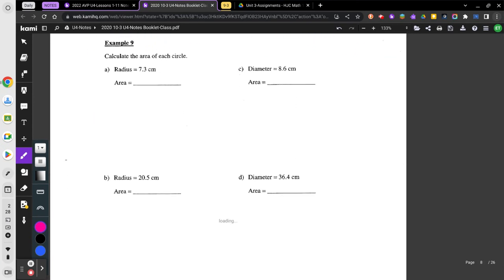Example 9 says we have a radius of 7.3. So if you're not sure what that is, you can draw a diagram. Radius is 7.3. So my area of my circle is going to be 7.3 squared times pi. You have to hit that little squared button. It won't work if you don't. So 7.3 squared and then times pi. That's going to give us 167.4 centimeters squared.